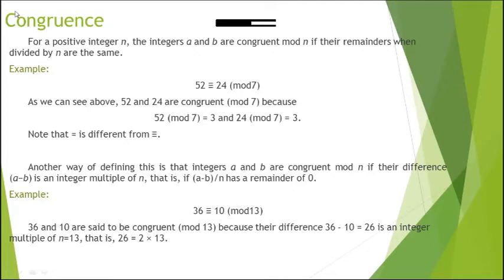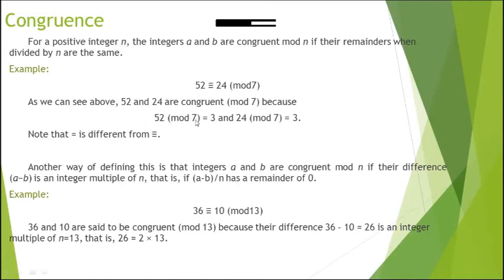It says that for a positive integer n, the integers a and b are congruent mod n if their remainders when they are divided by n are the same. So 52 is congruent to 24 mod 7. So paano siya nangyari? As we can see above, 52 and 24 are congruent mod 7 because 52 mod 7, the answer is 3. So paano nakuha yung 3 po dito?